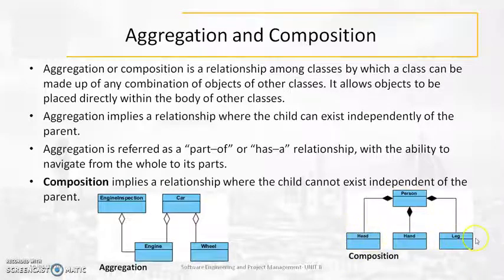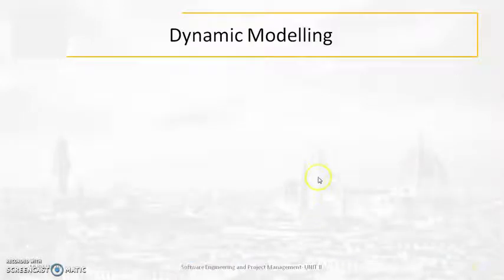So head, hand and legs. This is a compulsory or most type of relationship that is included in this. These will not exist without this parent class person, these classes.